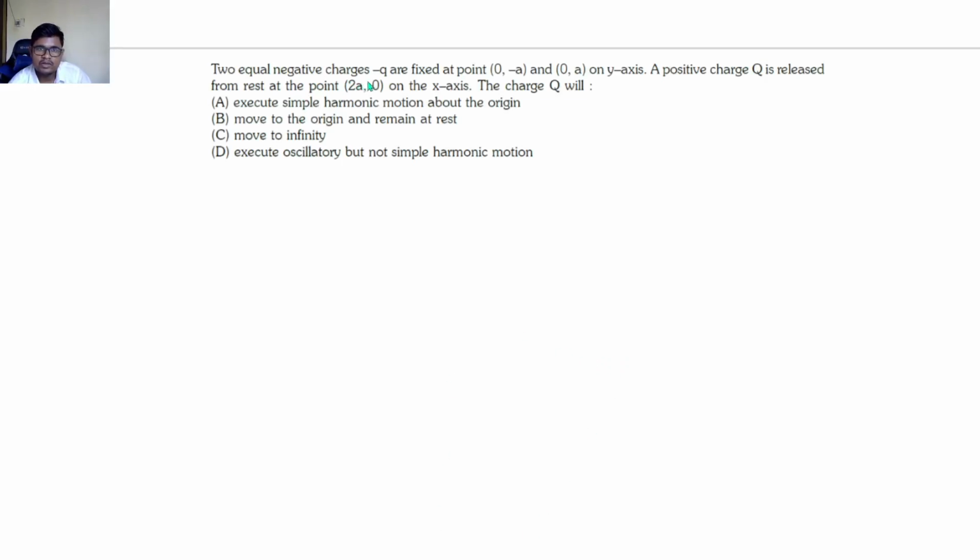In this question, two equal negative charges, minus q, are fixed at (0, minus a) and (0, a) on the y-axis. A positive charge q is released from rest at point (2a, 0) on the x-axis. The charge q will... Okay, so let us first draw the configuration.